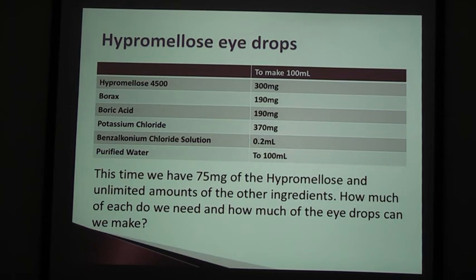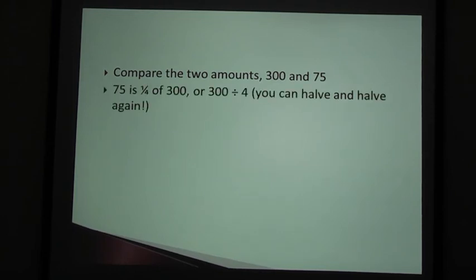So again, what do we do? The first thing that we do when faced with a question like this is compare. We compare the two amounts. You've got 300, which is what the formula given to us is, and 75, which is what's being asked of us. 75 is a quarter of 300. Some people will spot this straight away, others won't. Try and see if you can quickly see a relationship.